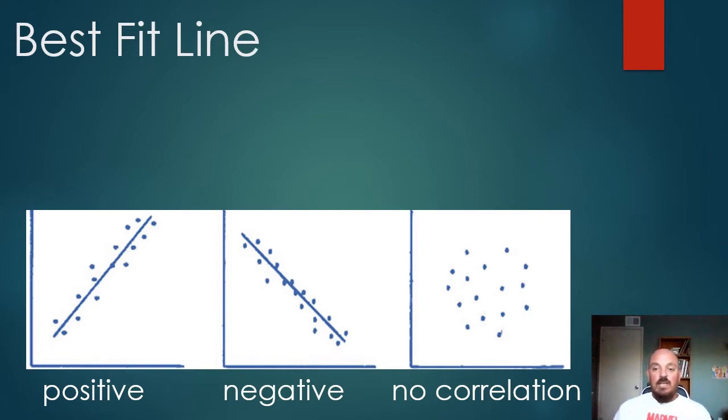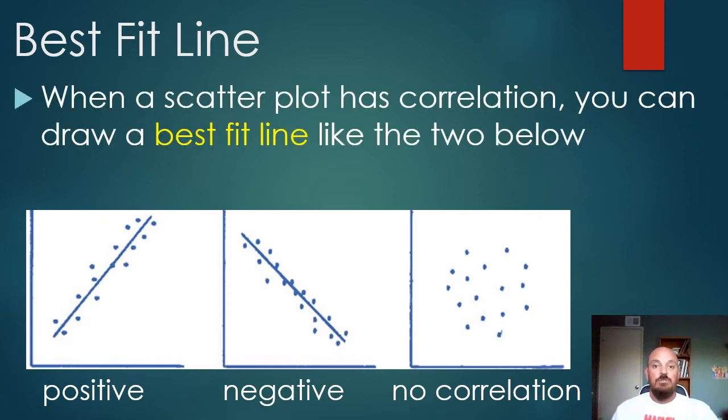Okay, so the other part of the title was best fit line. That's actually what you're looking at in these first two pictures. When the scatter plot has linear correlation, you can draw the best fit line like the two below. Now, best fit line is exactly what it sounds like. It's the line that fits those points the best. Now, it may not be perfect for now. There is a way, and we're going to learn about it in two sections down the road in the book, to use a calculator or a computer program to find the perfect best fit line. But for now, we're just going to draw what we think the best fit line is.